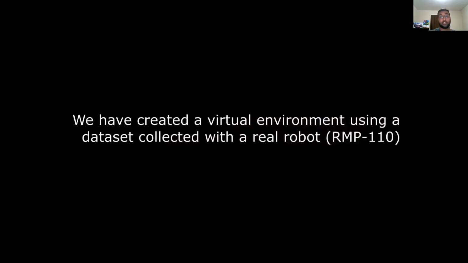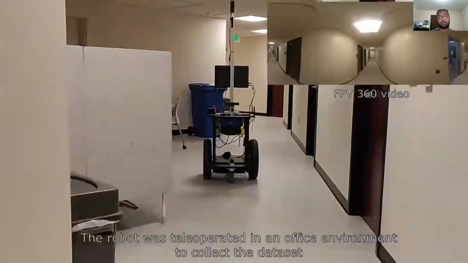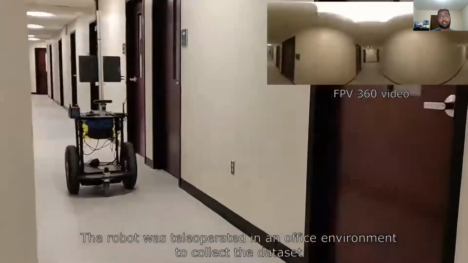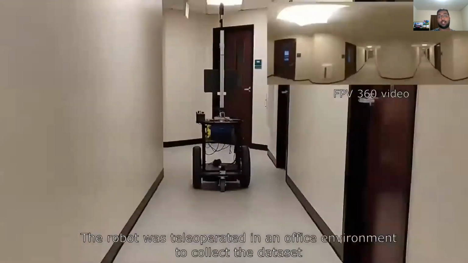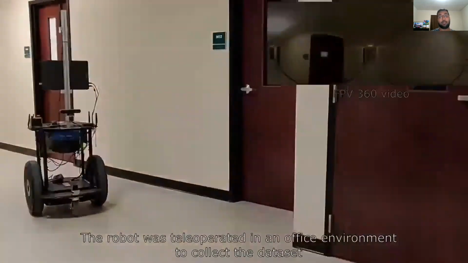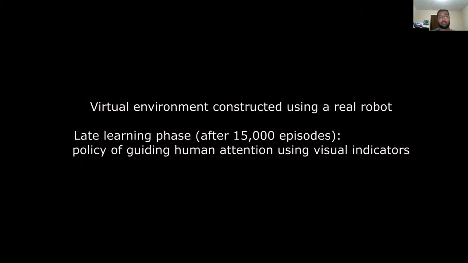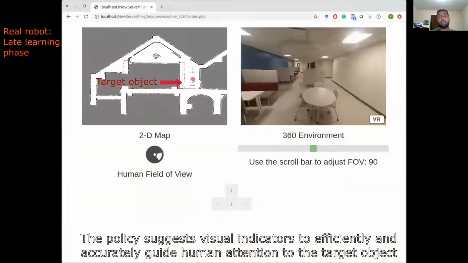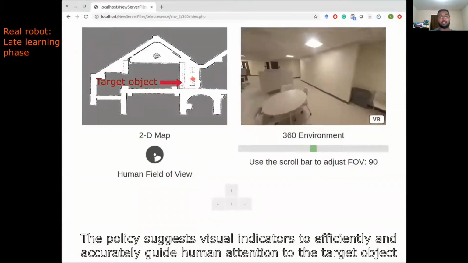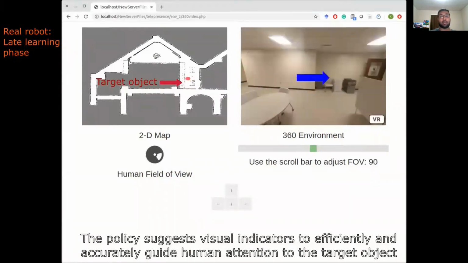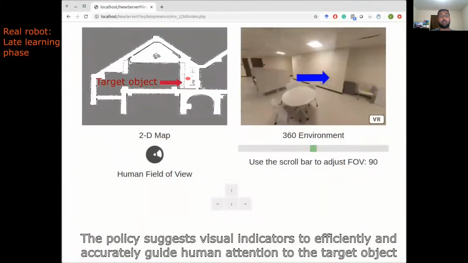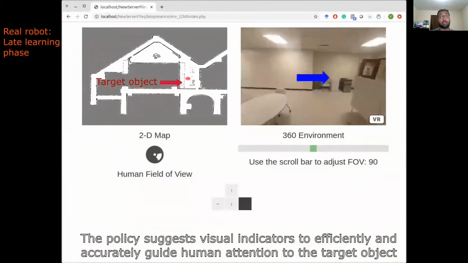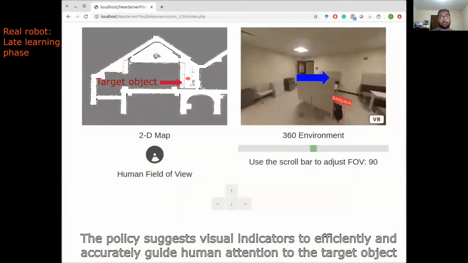We also created a virtual environment using a dataset collected from a real robot, RMP110. You can see that the robot is being teleoperated in an office environment to collect the dataset. On the top, you can see the FPV 360-degree video being captured. Now we'll see the late learning phase results in the real world. GAL 360 is again able to efficiently and accurately guide the human attention towards the target object in the environment that we created using the real world dataset. And the human is able to find the target object in the remote environment.